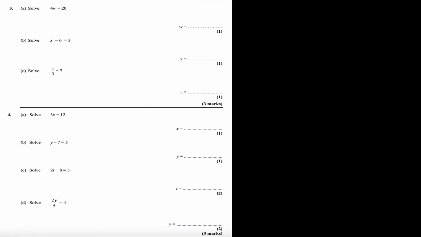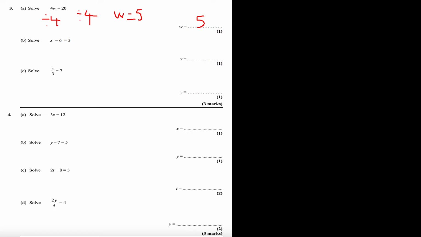Question number 3. Solve part A, solve 4w is equal to 20. Well, 4w means 4 times w, so dividing both sides by 4. I'm going to get that w is equal to 20 divided by 4, which is 5. So w equals 5 for question 3a.